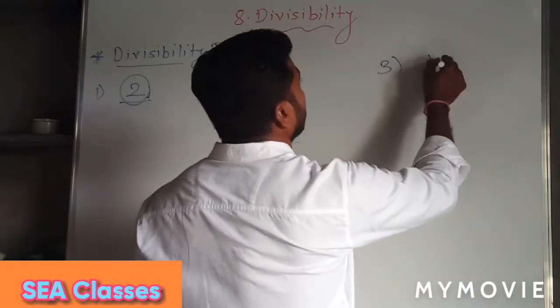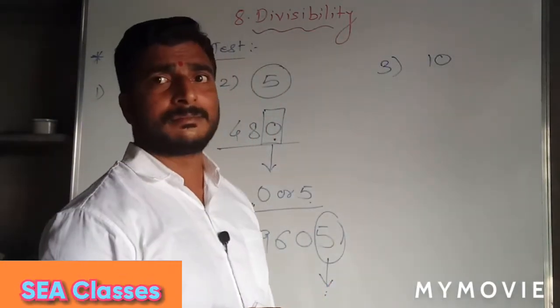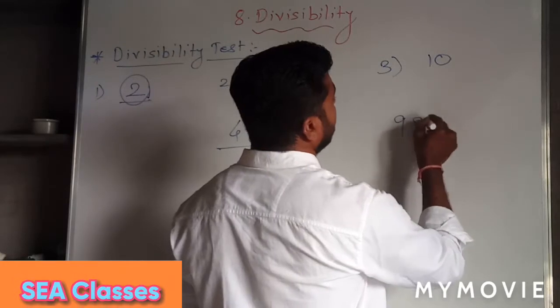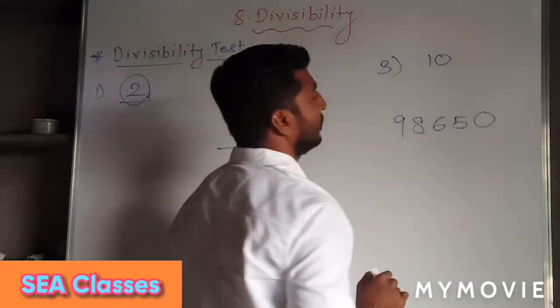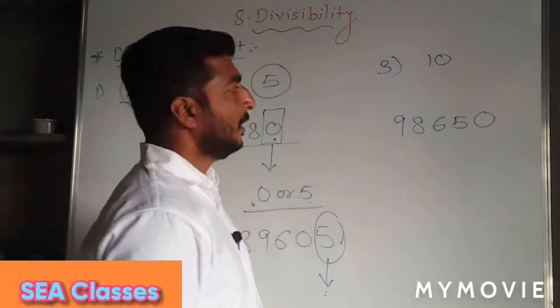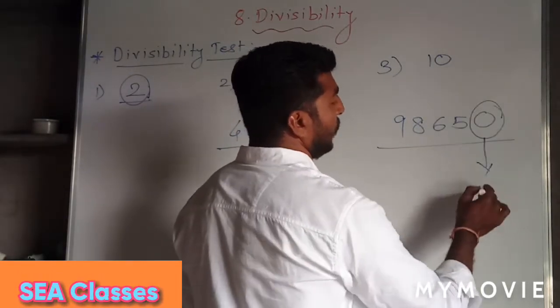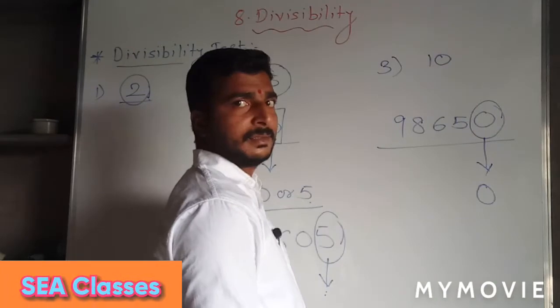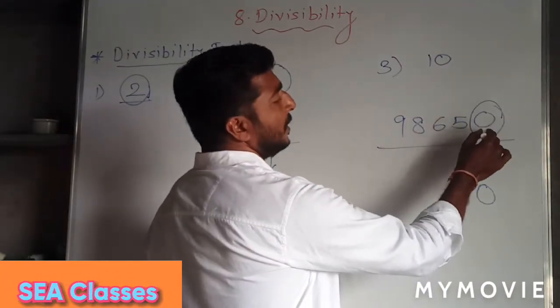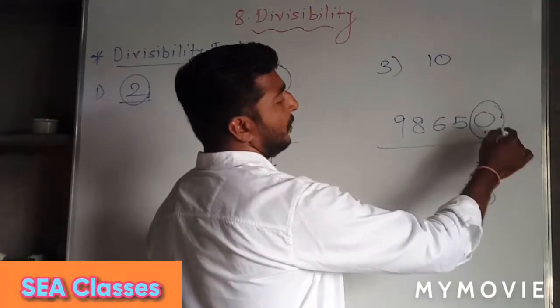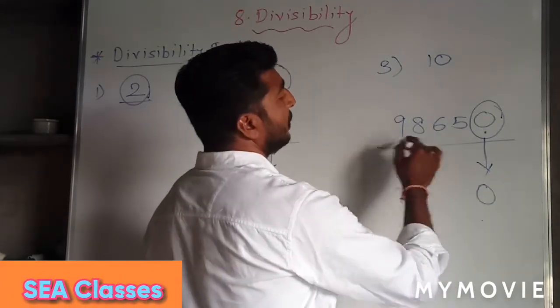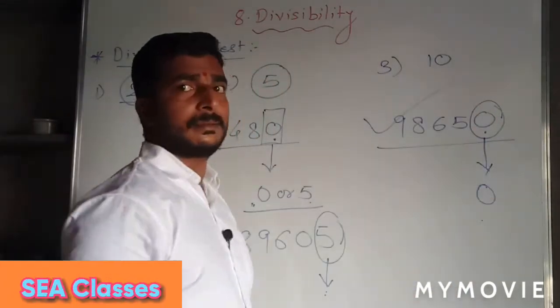Now, divisibility test for 10. Take example 98650. If the digit in the unit place of any given number is 0, then that number is divisible by 10.